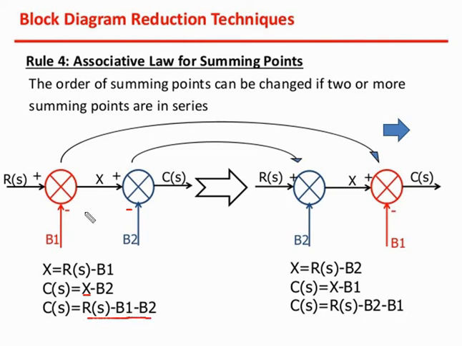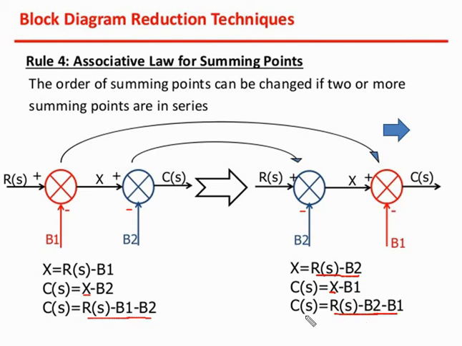If we interchange these two summing points, here it becomes B2 and here it becomes B1. So X is the summation of R(s) minus B2. So X equals R(s) minus B2. Now C(s) equals X, which is connected to the plus, and B1 connected to the minus. So C(s) equals X minus B1. If we put the value of X from this equation, C(s) equals R(s) minus B2, which is equal to X, and minus B1.